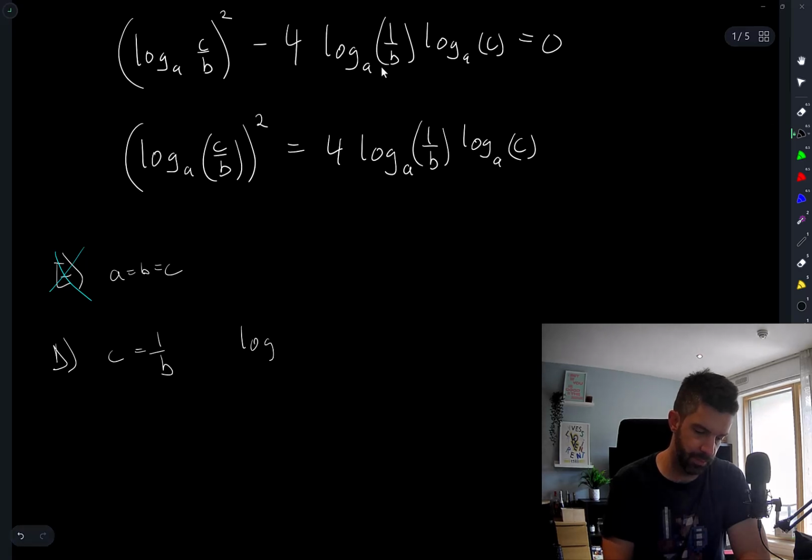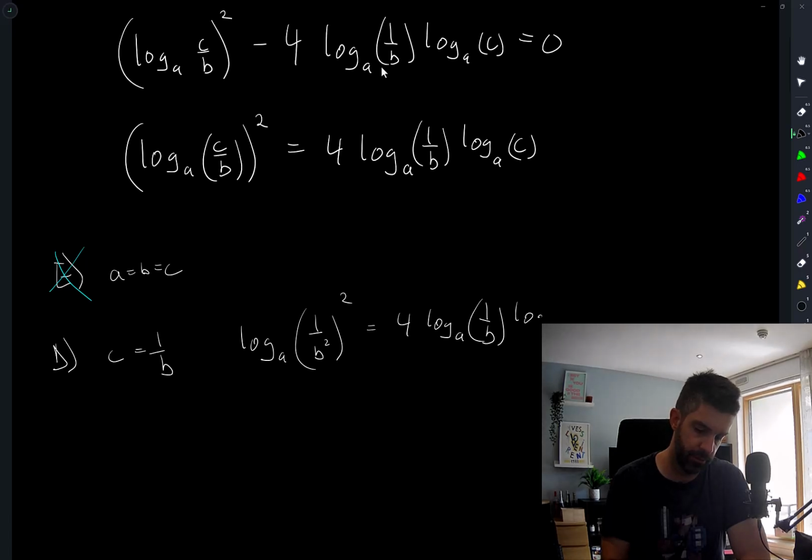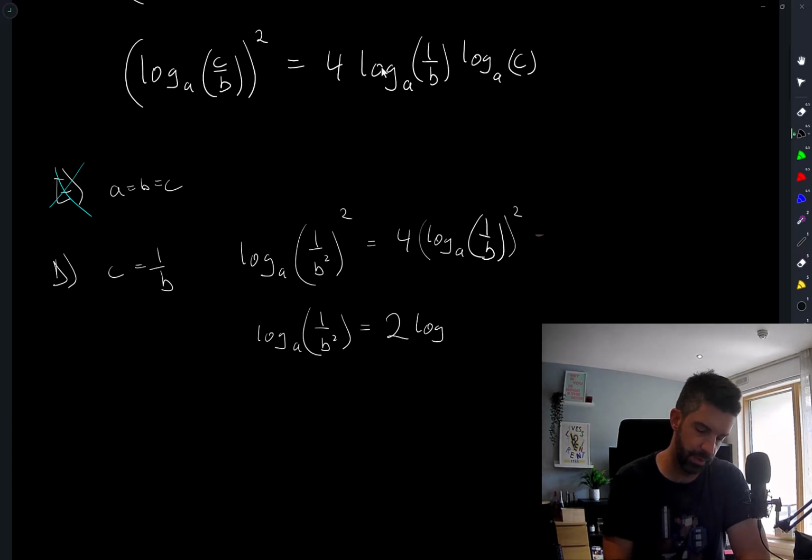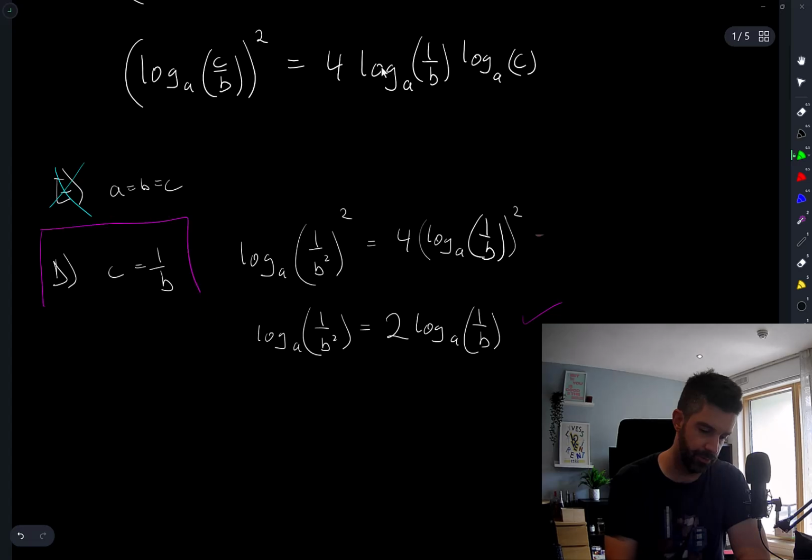So this turns into log base A of 1 over B squared is equal to 4 log base A of 1 over B squared. And so this says log base A of 1 over B squared is equal to 2 log base A of 1 over B, which is true. Okay, so that's potentially an option. In fact, I'm just going to stop there. We found it. That's going to work.